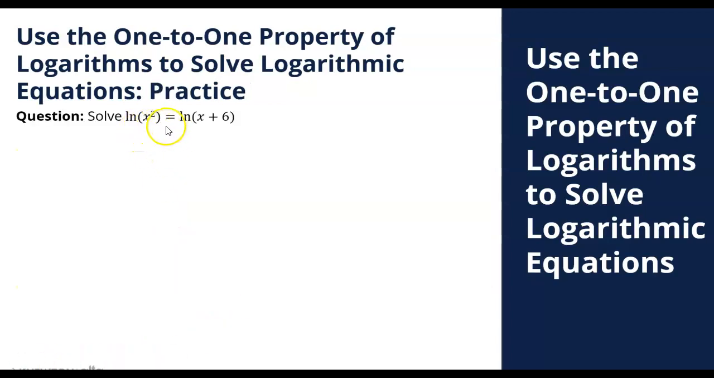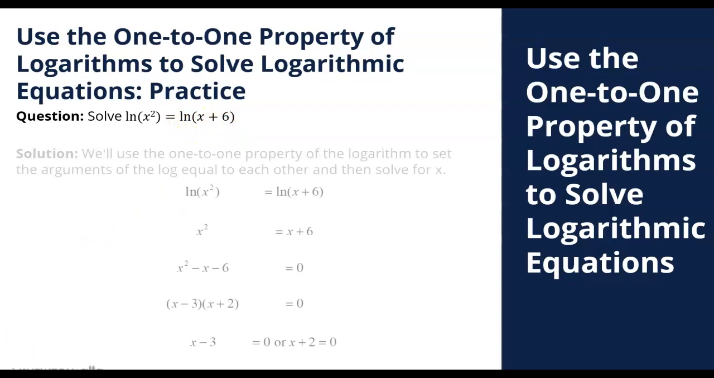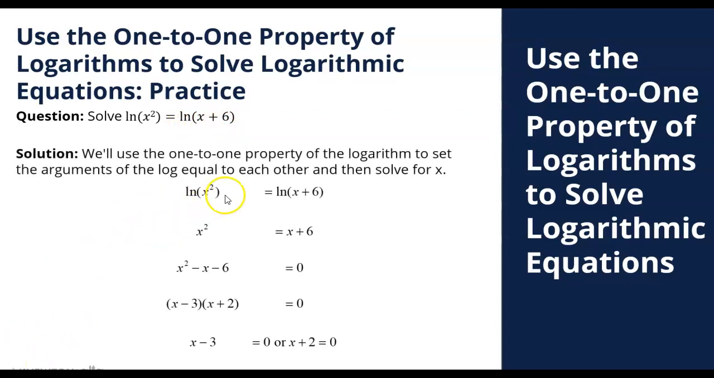For example, here we want to solve for x. To solve for x, we can use the one-to-one property. We have ln of x squared equal to ln of x plus 6. Now, using the one-to-one property, we can just cancel out the ln. Since this is one-to-one, we can just say x squared is equal to x plus 6. So we then have the equation x squared equal to x plus 6.